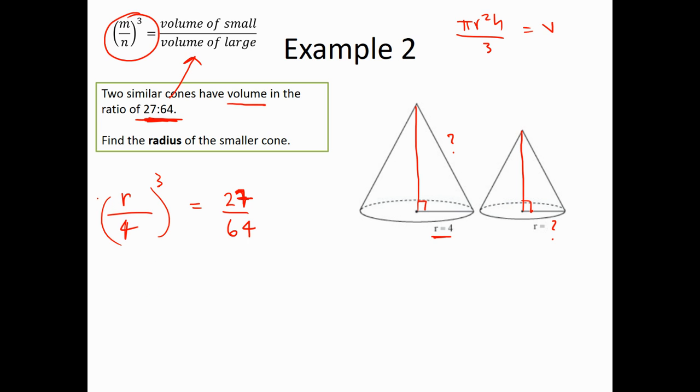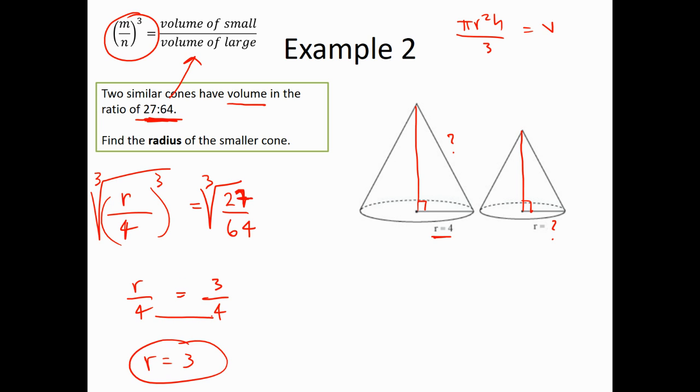So now to solve this, we want to just take the cube root of both sides. Okay, and so we're just asking what times itself 3 times is 27. So that's 3. And what times itself 3 times is 64. That's 4. And now we can clearly see the radius must be 3. Because if these are both equal, this r must be there. If you cross multiply, 3 times 4 equals 4r, you're going to see the same thing. It just takes a little bit longer to see it.